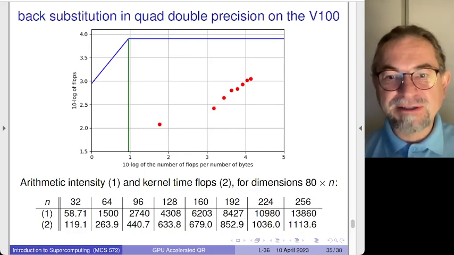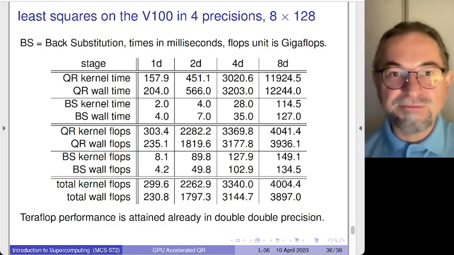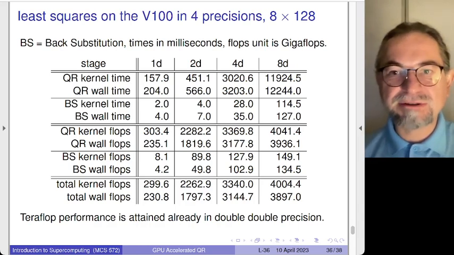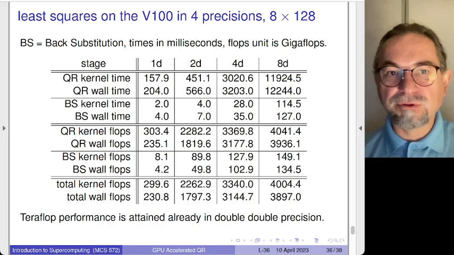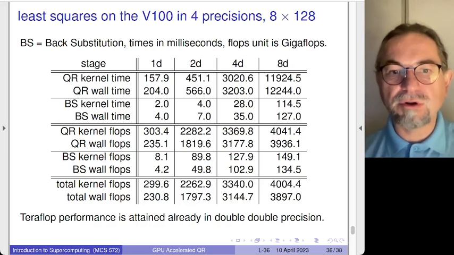Okay, so this is a summary slide. Just saying that for the total least squares solving, you shouldn't be that worried about the back substitution not being that performant, because if you look at a 1000 by 1000, the QR factorization essentially dominates the entire time. And you still achieve, you see actually on Volta, the total kernel time flops, and if you round up, the total wall clock time flops is actually 4 teraflops in octo double precision.